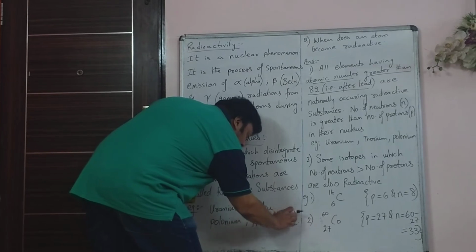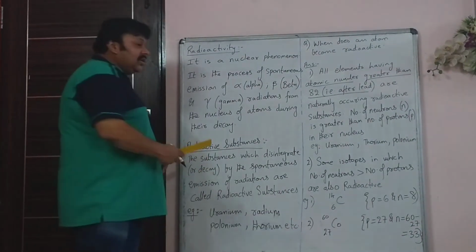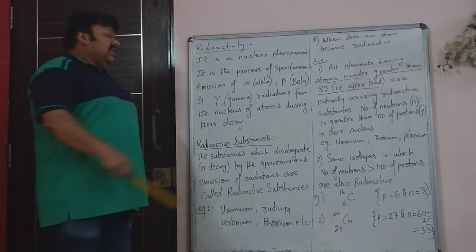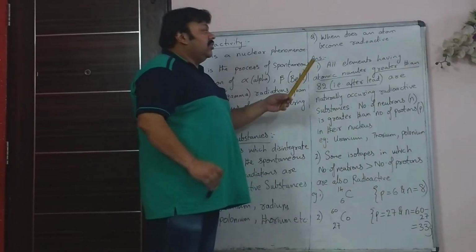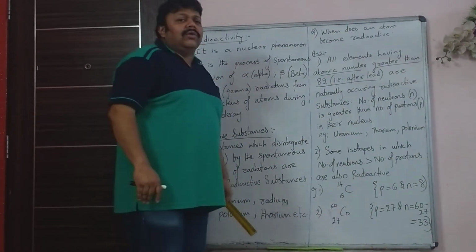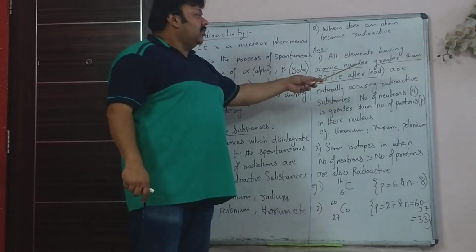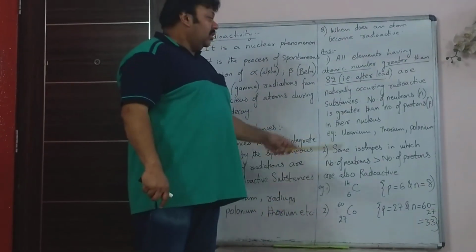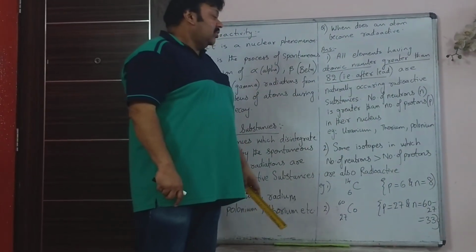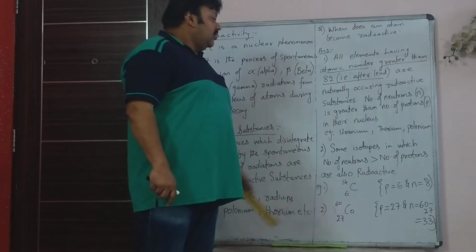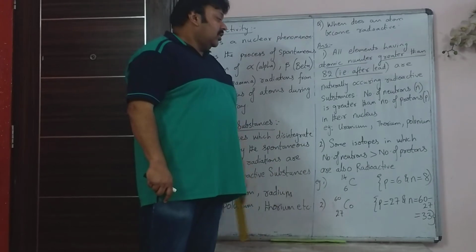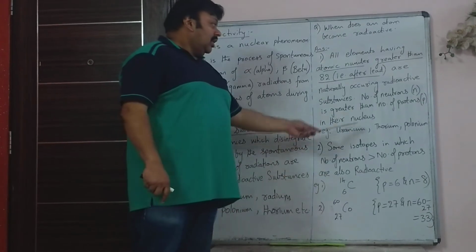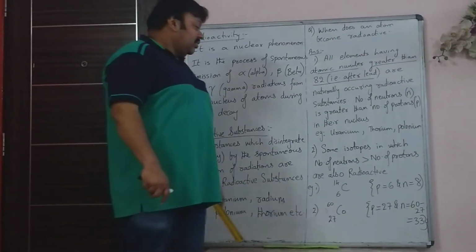Uranium, radium, polonium, thorium, those are all radioactive substances. Now this is a question that has been asked: when does an atom become radioactive? All atoms don't become radioactive. All elements having atomic number greater than 82, that is after lead in the periodic table, are naturally occurring radioactive substances. They have a number of neutrons greater than the number of protons in the nucleus. For example, uranium, radium, polonium, thorium are all naturally occurring radioactive substances.